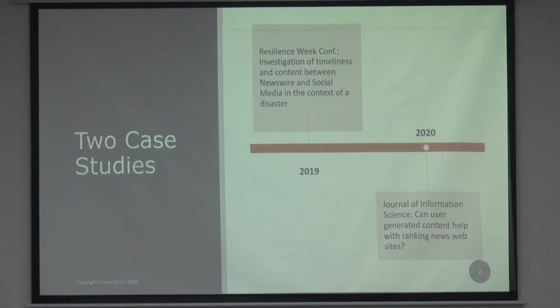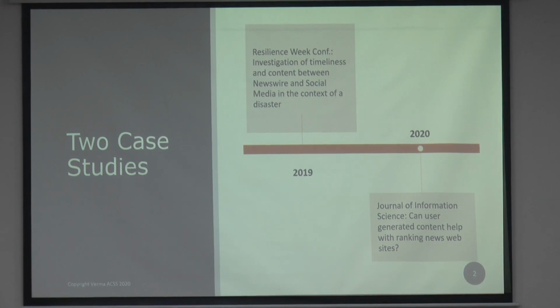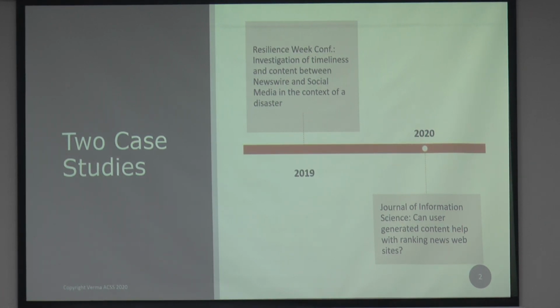So the opportunities I'm going to illustrate with two case studies. The first is from 2019, the Resilience Week conference. The paper is in the IEEE Explore, where we are trying to investigate the timeliness and the content between Newswire and social media in the context of a disaster. And the second case study is from a 2020 paper, just appeared, Journal of Information Science, where we looked at whether user content can help with rankings of news websites, and how it can help.